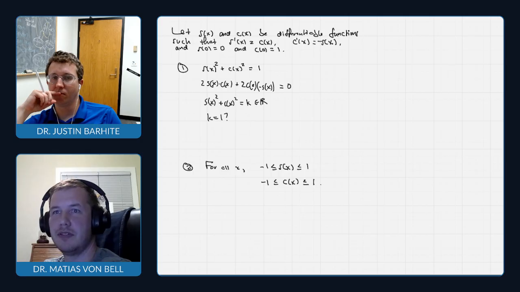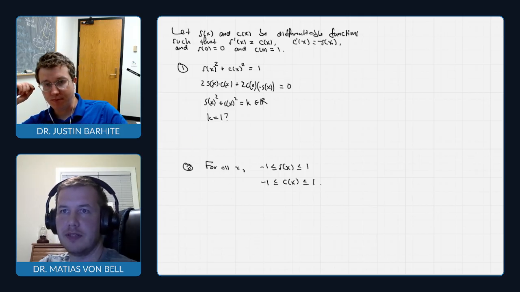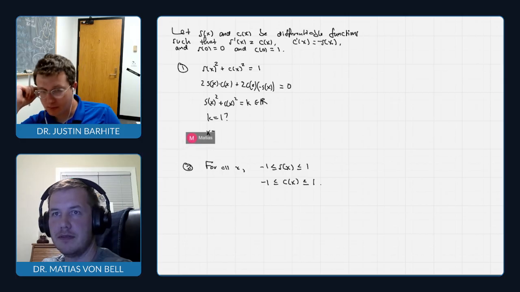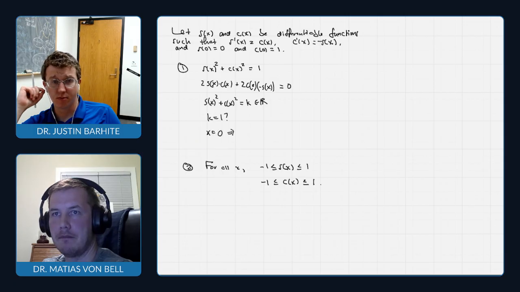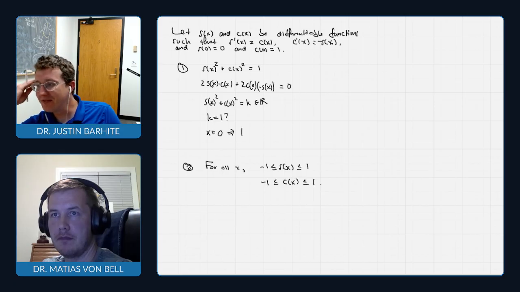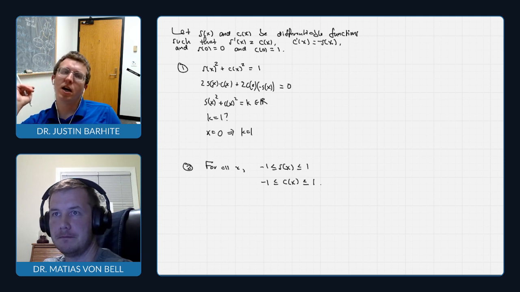Well, it probably should use the other facts that we know. Yeah, if you just plug in 0, you get 0 squared plus 1 squared, which is 1. Yeah, when you plug in x equals 0, it tells you that the value of the constant is 1.